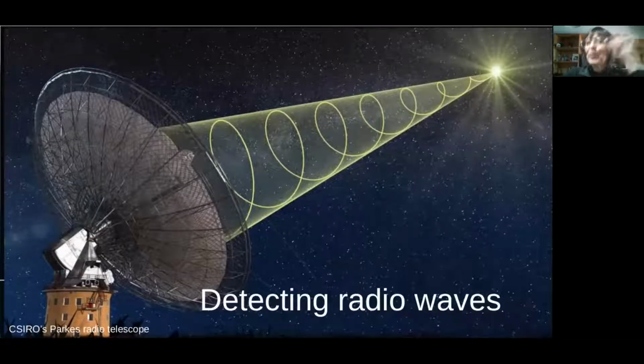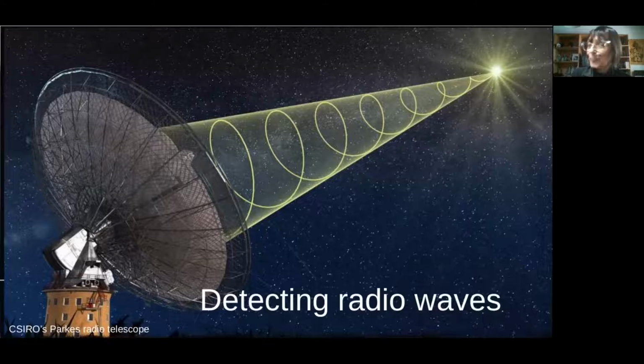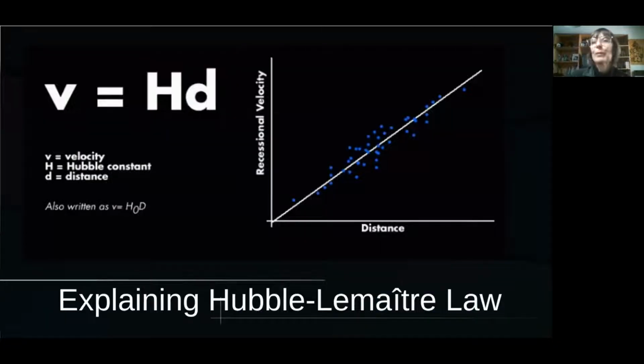After the detection of radio waves in the classroom, the second example and proposal is trying to explain the Hubble-Lemaitre law, the relationship between the velocity and the distances of the galaxies. But before explaining that, we need to introduce some concepts in astronomy and astrophysics, of course. Let's see.